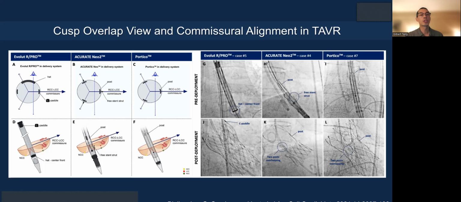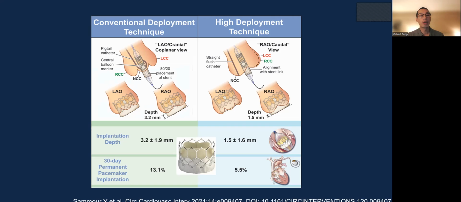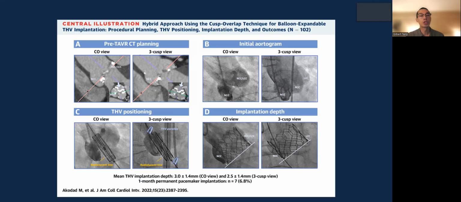You'll see this paper published by the Denmark group showing how this is done. And even with SAPIEN 3, the Cleveland Clinic group has also demonstrated reduced pacemaker rate when you deploy the valve at an RAO caudal projection. And the Vancouver group has also shown that as well using the cusp overlap view.